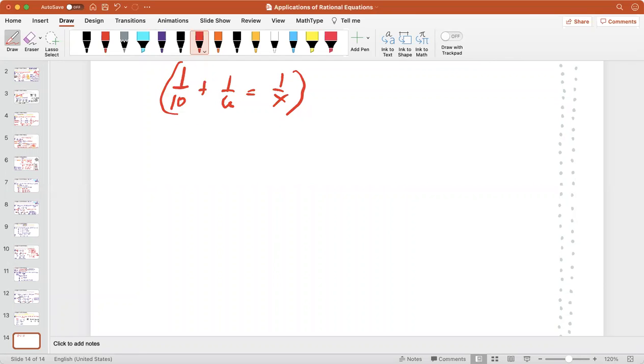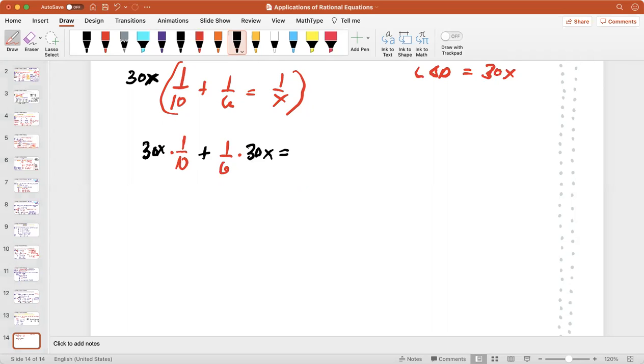Our LCD for 10, 6, and x is 30x. So we multiply both sides by 30x. You have 1 over 10 times 30x plus 1 over 6 times your 30x, that's equal to 1 over x times your 30x.